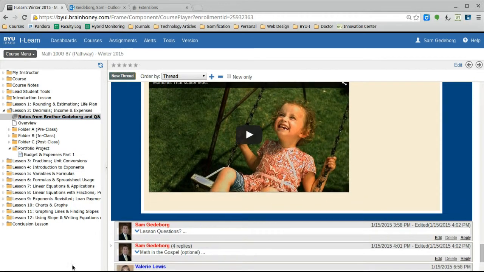And then I have a discussion board. So I put the notes on my discussion board as well. So there's a quick look at my notes from Instructor.